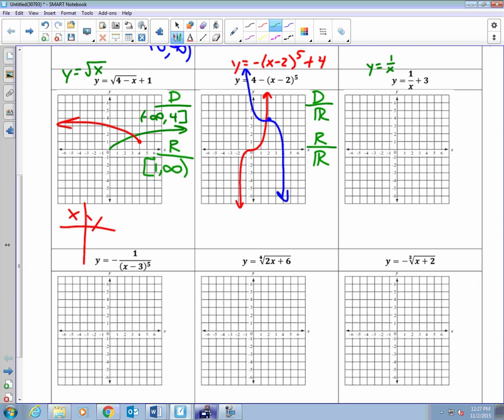All right, y equals 1 over x. That's my parent function. So what's the transformation here? Is it going to be vertical or horizontal? Vertical. Why? Because the plus 3 is on the outside, so I'm going to move up 3. So instead of a horizontal asymptote of 0, I have a horizontal asymptote of 3. And my vertical asymptote stays right at x equals 0.